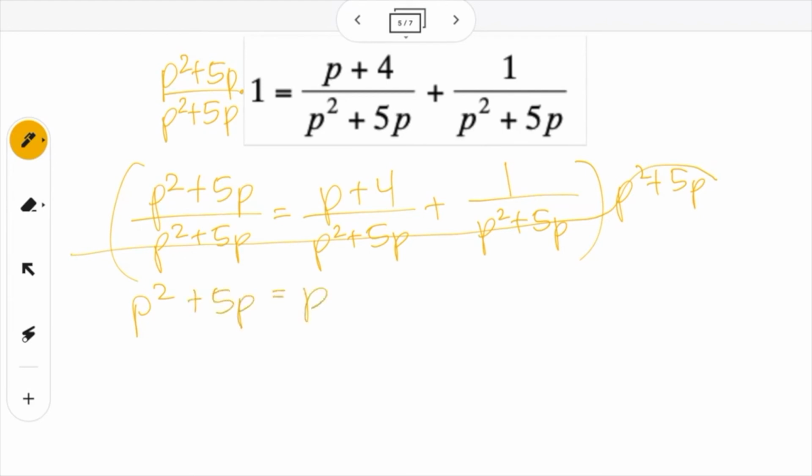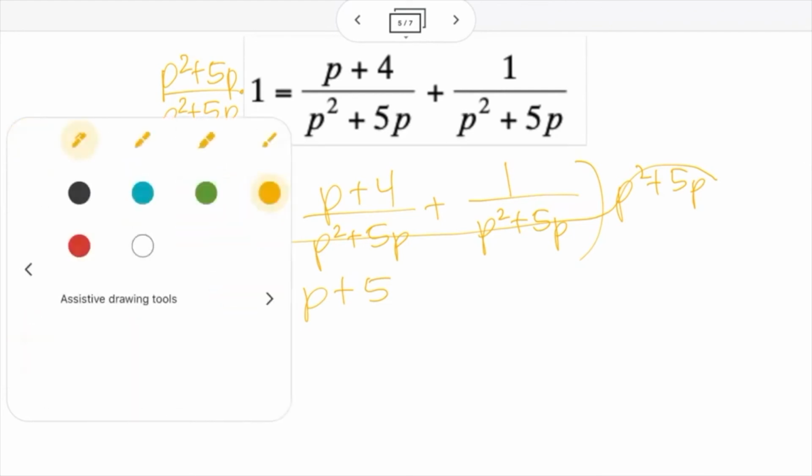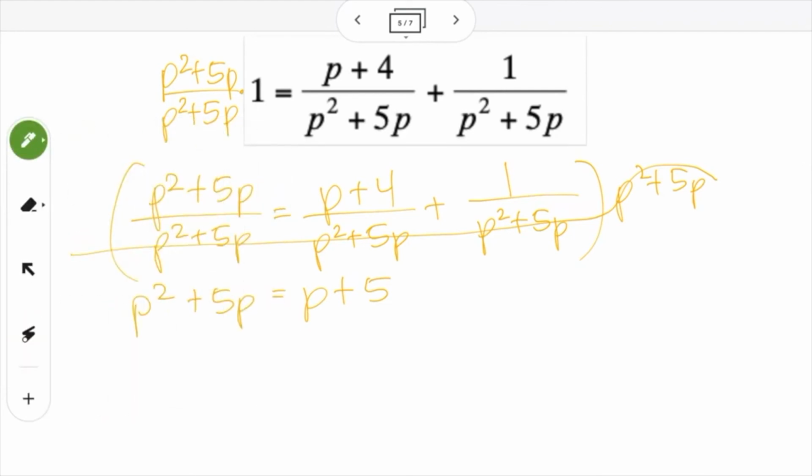If I combine some like terms on the right side, I'm going to have p plus 5. And then again, I have a squared term. So subtracting everything over to the same side. And then I'm going to go ahead and factor. So it turns into kind of the same things we've been doing in that unit 3A before.